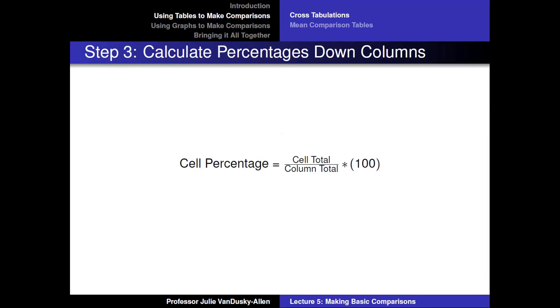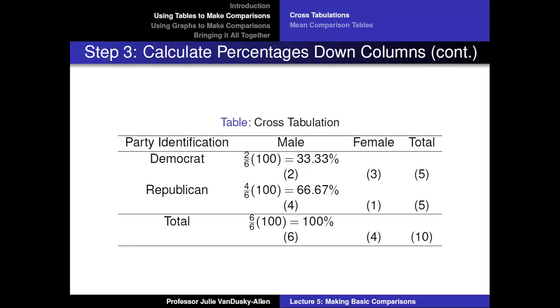After you calculate the total number of cases in each cell, you have to calculate cell percentages based on the column totals. The cell percentage is calculated by taking the total number of observations in a cell, dividing that number by the total number of observations in the cell's column, and then multiplying that value by 100. So in this first example, the male Democrat cell would be 2 divided by 6 times 100, or 33.33%.